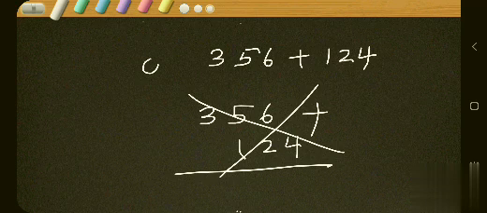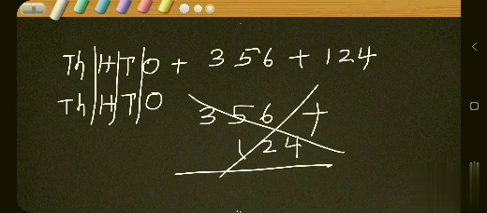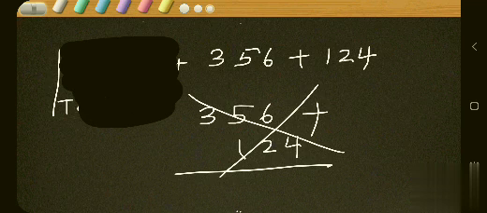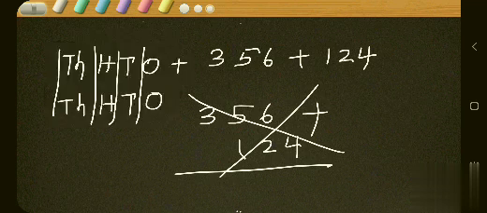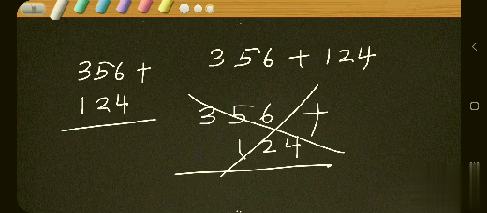While adding, ones should be written under ones. Tens should be written under tens. Hundreds should be written under hundreds. Thousand under thousand. Like that, we have to add. Isn't it? This is the proper way for adding. Otherwise, the answer will be wrong. So, what is the proper way of adding these two numbers? 356 plus 124. This is the proper way.